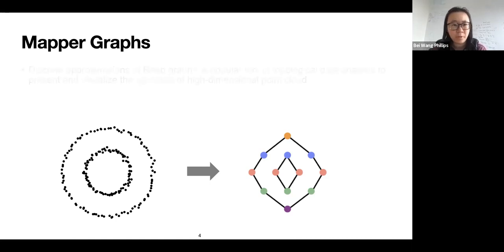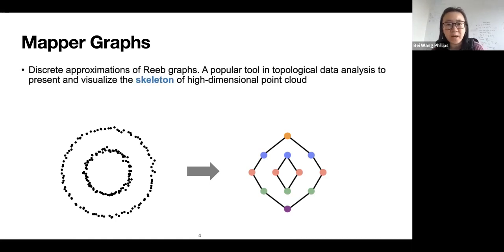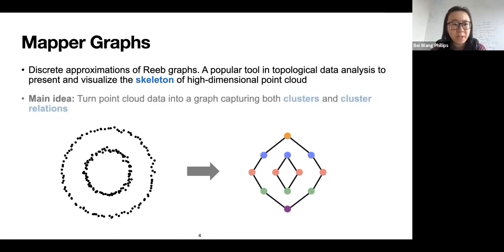So what is a mapper? It's a popular tool in topological data analysis. One way to think about it is as a way to visualize the skeleton of a high-dimensional point cloud. Specifically, the main idea is to turn the point cloud into a graph, which I call the mapper graph, that captures both clusters and cluster relations. This is a work done back in 2007 by Singh et al., that started all this line of work.